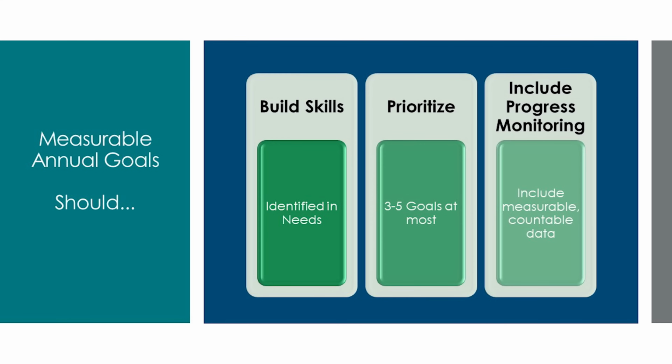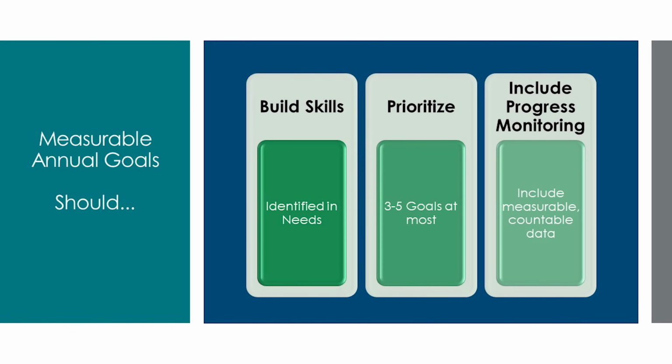For example, a student may have 10 needs that are identified in the present levels of the IEP. If you think about it, it's going to be quite difficult to create and monitor 10 measurable annual goals successfully for one student. Instead of writing 10 separate goals, it is recommended that you prioritize the 3 to 5 most significant student needs and focus on building those skills first.